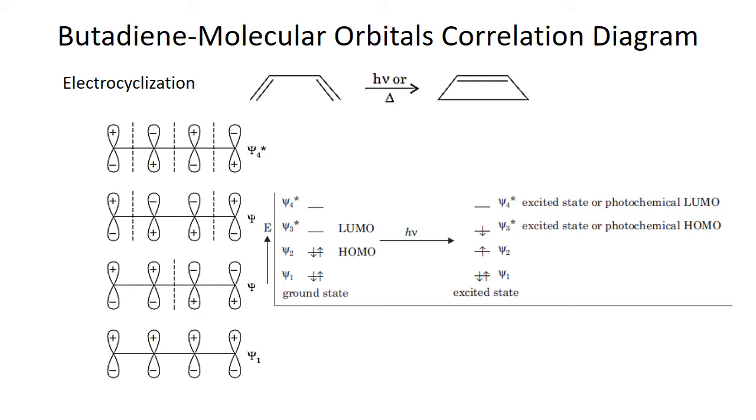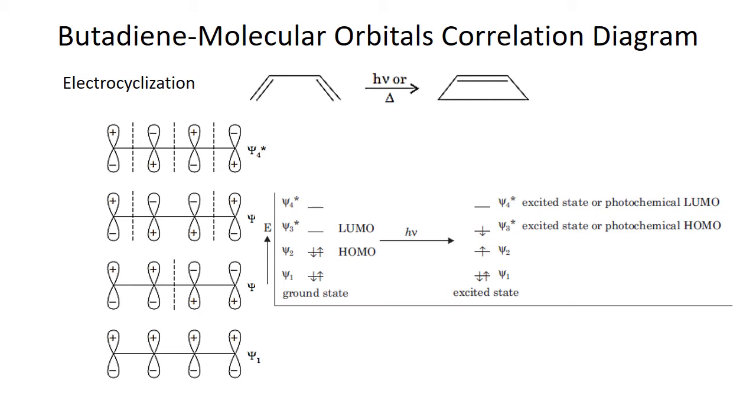When we talk about the molecular orbitals of butadiene, there are four different levels, and because there are four pi electrons, the electrons go to the lowest energy level, psi1, and then to psi2. So the highest occupied molecular orbital is psi2, the second molecular orbital, and the third one is the LUMO in this case.